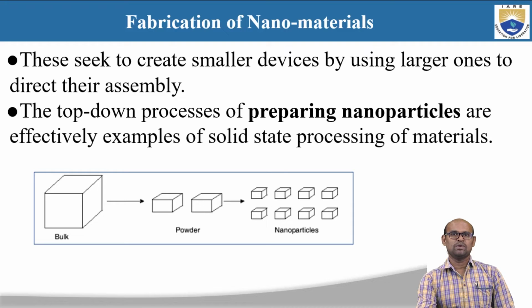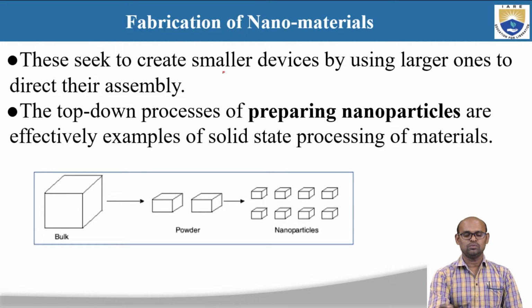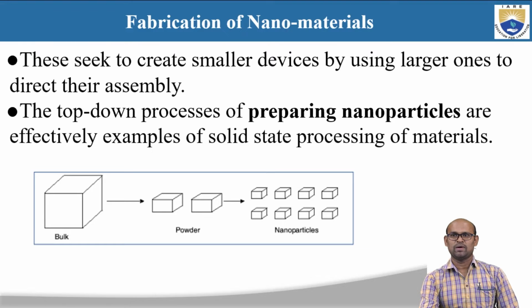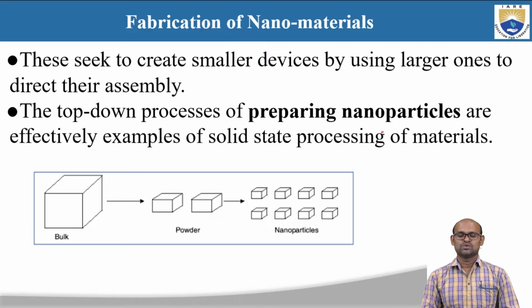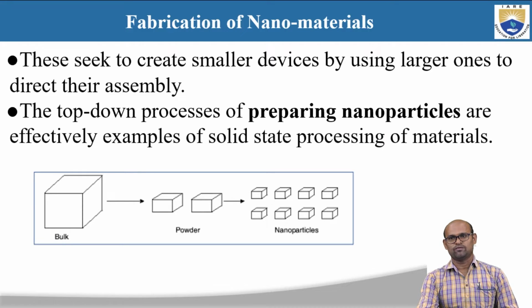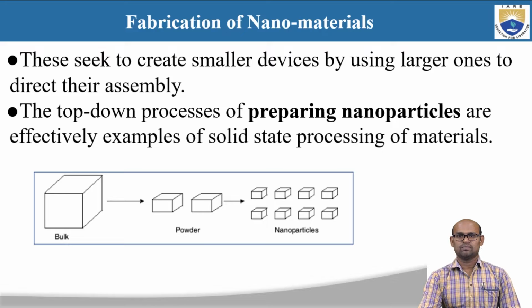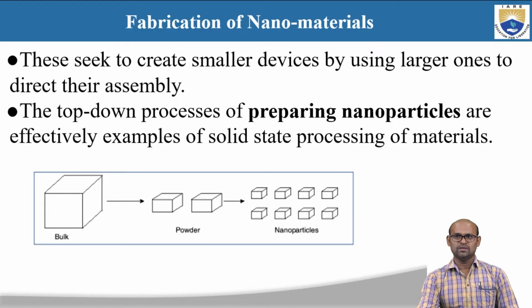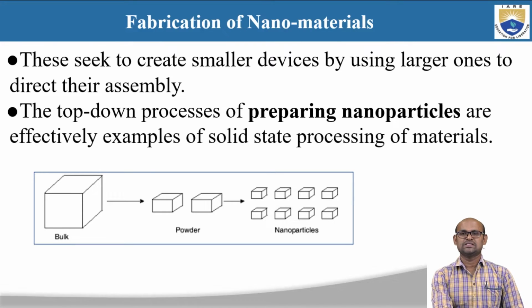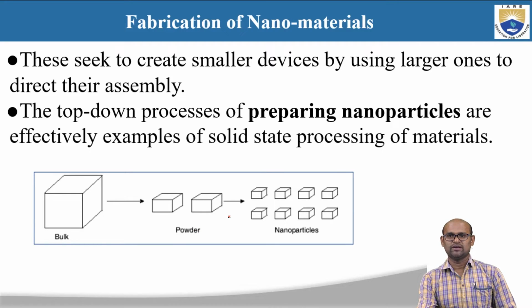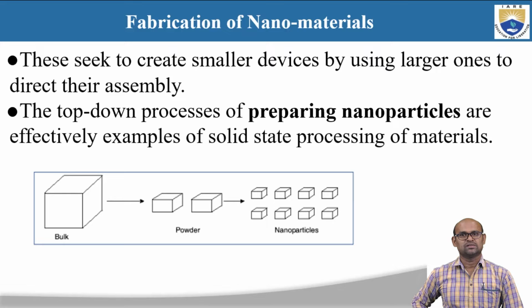So in this top-down approach, we seek to create smaller devices or smaller particles by using larger ones to direct their assembly. Top-down processes of preparing nanoparticles are effectively examples of solid-state processing of materials. These top-down processes are used to fabricate nanomaterials that are being used in most of the nanotechnology and research on nanomaterials. So the bulk is first divided into powder, and then that powder can again be divided into small size nanoparticles.